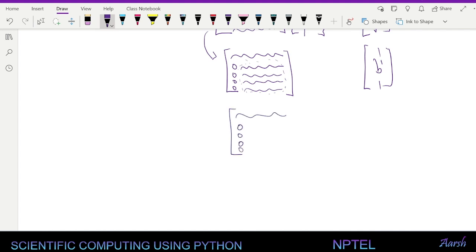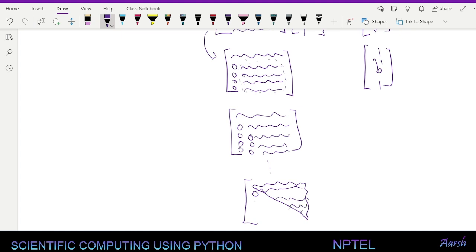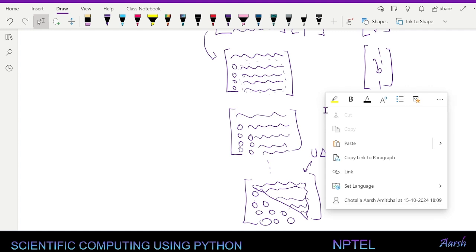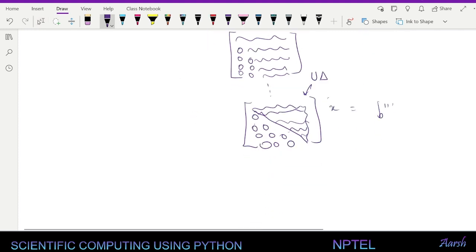So you had this one, and now these entries need to be 0. So do some operations and get them to be 0, and so on and so forth until you get a matrix which is upper triangular, which means you can have non-zero entries on the diagonal and above the diagonal, but all the entries below the diagonal are 0. This upper triangular matrix multiplied with the x's is equal to some b double prime, right? Then it's very easy to solve because the last equation gives just the last variable xn, equal to the last entry of b.